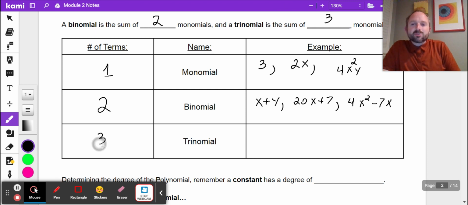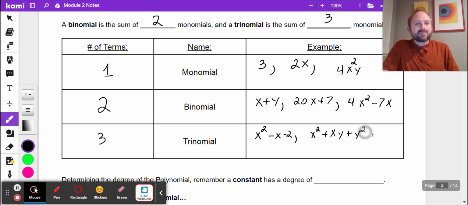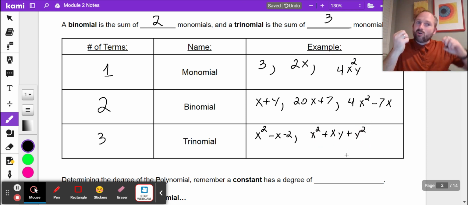So a trinomial is 3. Now, we've been working with trinomials in the fact that we're solving for x, and we had to do the quadratic formula. So I have x squared minus x minus 2. And if I make that equal to 0, I could use the AC method, factoring or completing the square. I could have x squared plus xy plus y squared. And there's 3 terms, and I'm adding them. So these are all just examples right here. Let's go on.